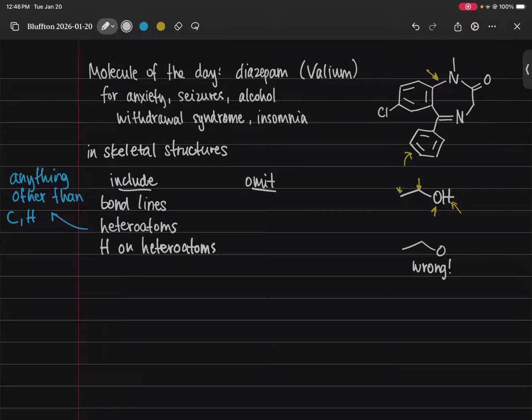Okay, the last thing that we must include always on skeletal structures is formal charges. So this molecule Valium does not have any formal charges on it, but if it did, we would absolutely 100% have to include those. And that doesn't just go for skeletal structures, that goes for condensed. Literally any time you draw a molecule, you have to write formal charges or else it's wrong.